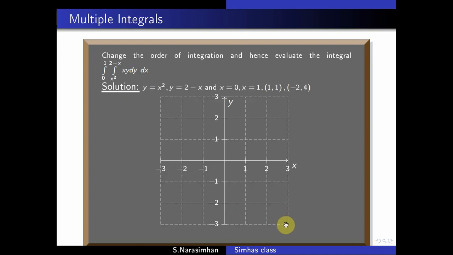So this is the graph. Here I am going to draw the curve y is equal to x square. This is the upward parabola, y is equal to x square. Next, I am going to draw the line y is equal to 2 minus x.